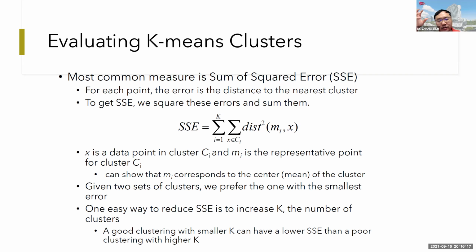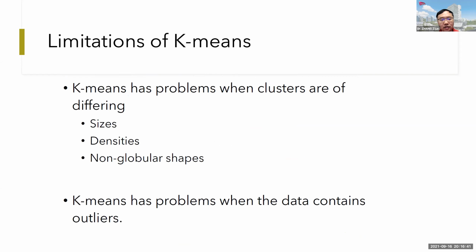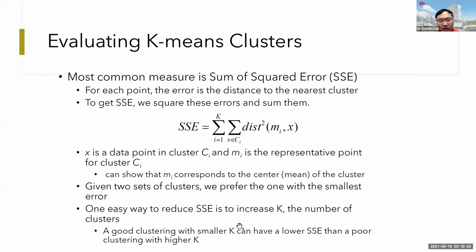But that doesn't mean that infinitely increasing K gives the best results. No, there's a trade-off. A good clustering with a small K can also have a lower SSE than a poor clustering with a higher K. So there's a trade-off. You will find the optimal K, which leads to the lowest SSE. And this is another way I have talked about to determine the value of capital K.